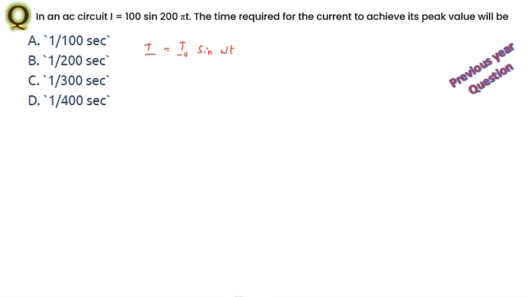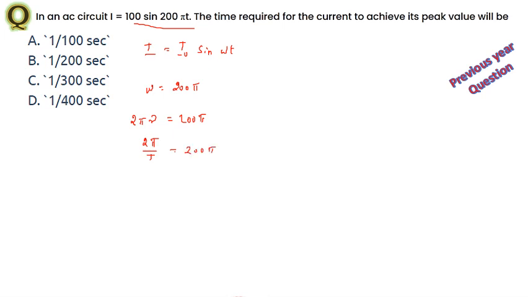Now compare this equation with the given one. From here, omega is equal to 200 pi. You already know omega is 2 pi nu, where nu is the frequency, so that is 200 pi. The inverse of frequency is time. So I write 2 pi divided by T is equal to 200 pi.